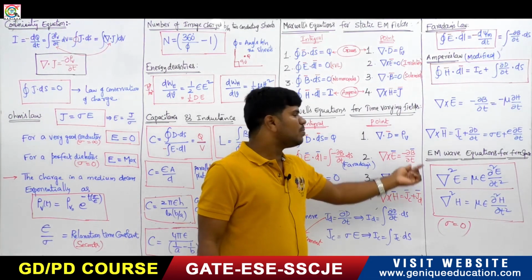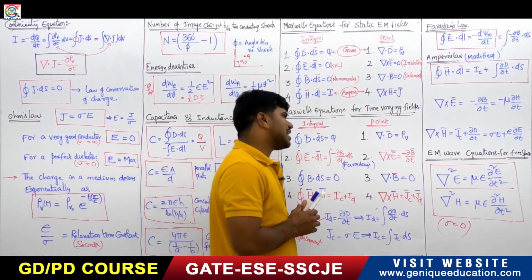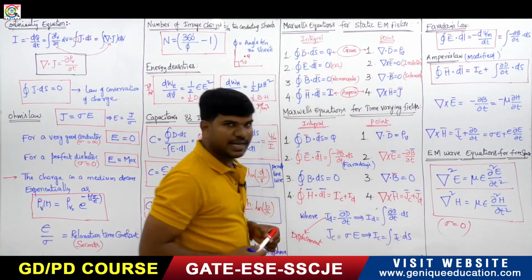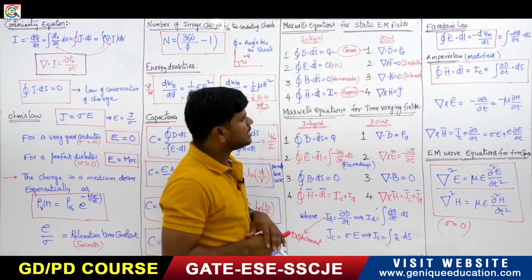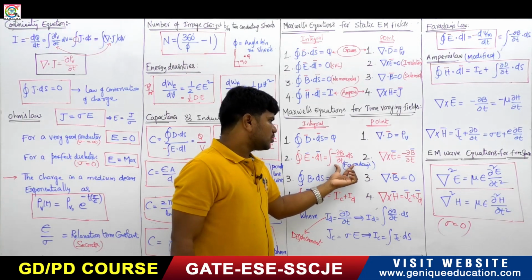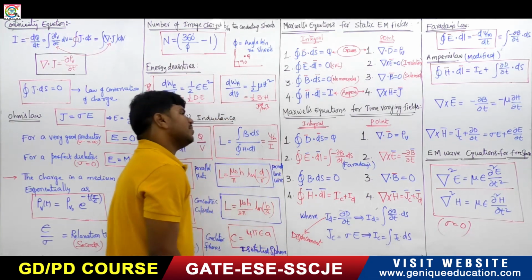Del cross E is equal to minus dou B by dou t. What is this expression? How did we get this expression? By applying the Stokes theorem to this. So del cross E is equal to minus dou B by dou t.